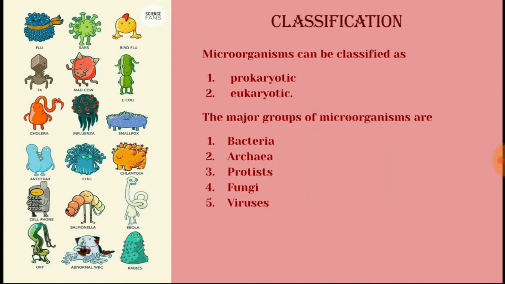microorganisms. So, moving to the very first slide, the microorganisms can be classified into prokaryote and eukaryote. So, what is prokaryote and eukaryote? We'll be studying that in the further part of the video, and now we'll see the general classification. The major groups of microorganisms that can be observed are bacteria, archaea, protista, fungi, and viruses. These are the five main microorganisms that we are going to be studying in this video.